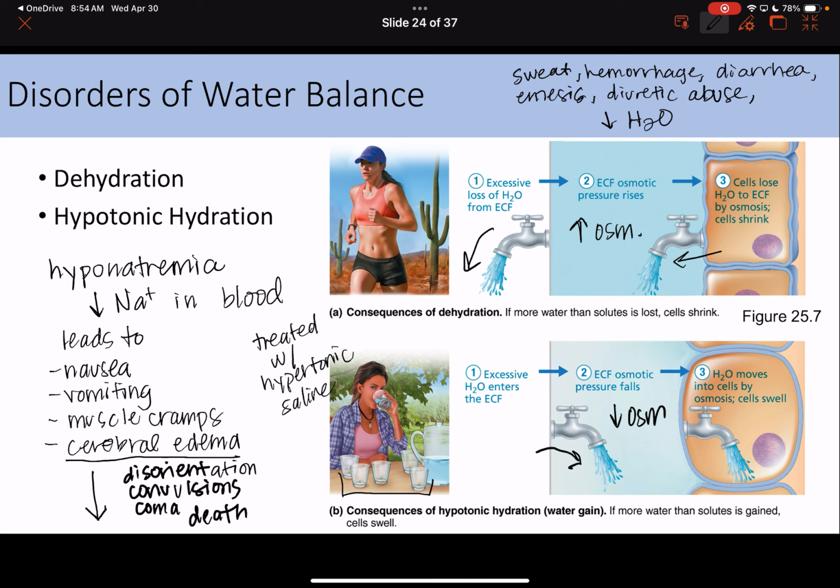Well, if you drink a lot of, or intake a lot of salt, that would be hypernatremia, and we'll talk about that next. You gotta do it at the same time. Water and salt at the same time.